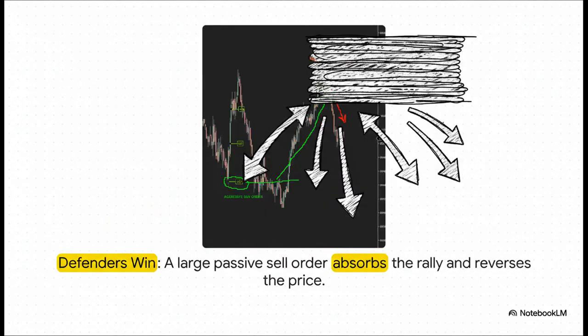But it's not always a breakout. Sometimes the defense holds. And in this case, the defenders totally win the day. You see a strong, aggressive buy order creating a powerful rally. It looks unstoppable until it slams headfirst into a giant passive sell order. That wall of sellers absorbs every last bit of buying, stops the rally dead in its tracks, and sends the price tumbling right back down.